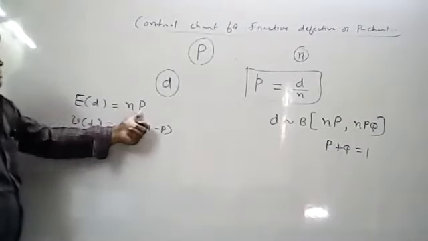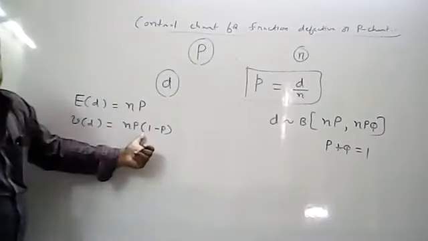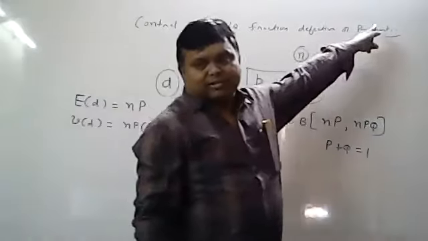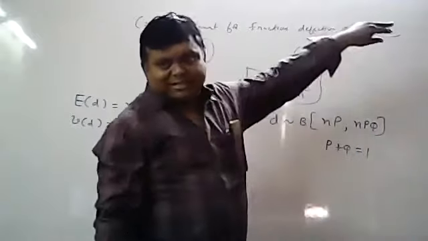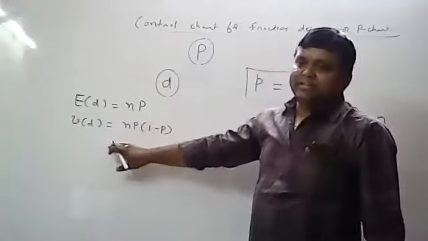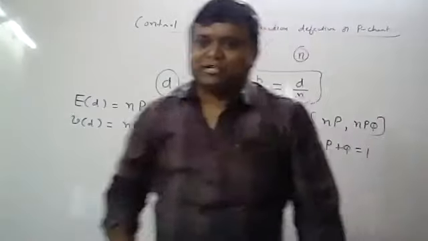So what is the mean of the binomial distribution? NP. What is the variance of the binomial distribution? NPQ. But what do I have to calculate? I have to calculate control limits for the P chart, not the D chart. The D chart is the next one. If you construct a D chart, this is the mean of D and this is the variance of D. But I am constructing the P chart now.